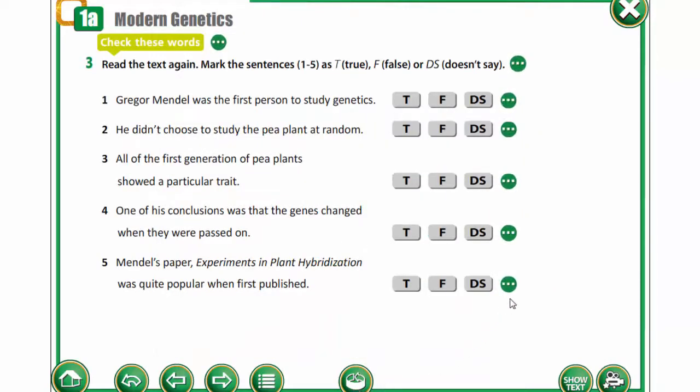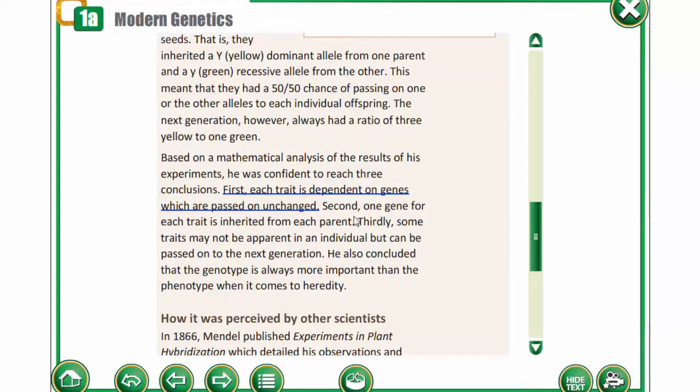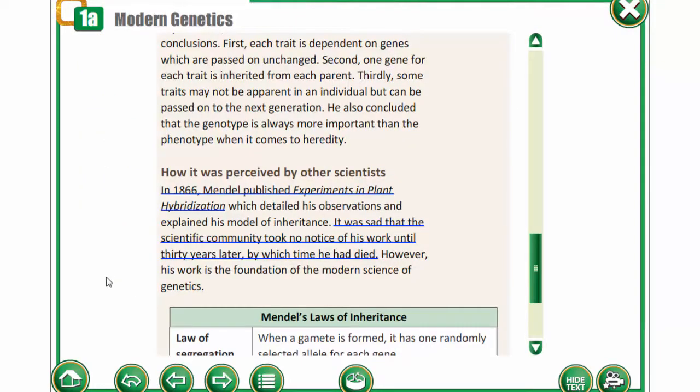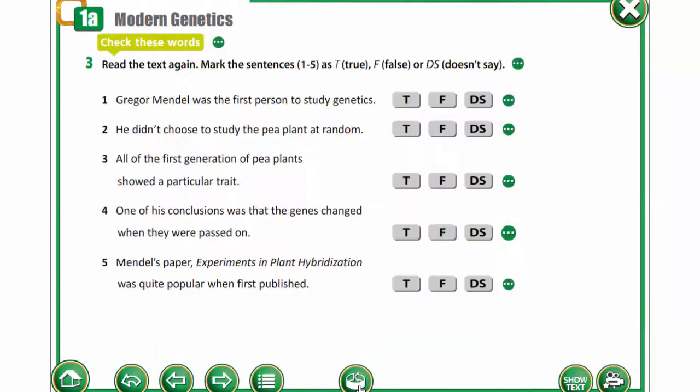One of his conclusions was that the genes change when they were passed on. It is false. It is said in the text that each trait is dependent on genes which are passed on unchanged. Mendel's paper Experiments in Plant Hybridization was quite popular when first published. It is false because the scientific community took no notice of his work until 30 years later.